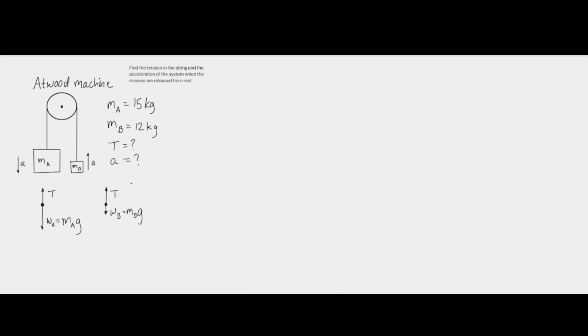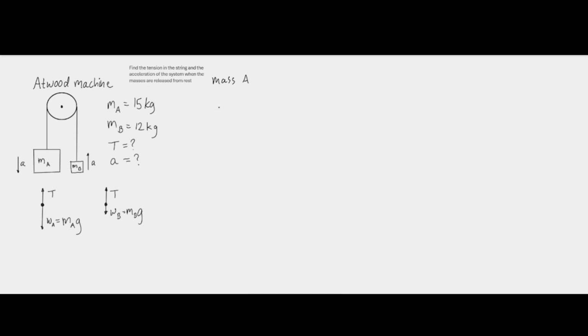They're all vertical, so we don't have to differentiate between horizontal and vertical forces. So we look at each one of these, and I'm going to start with mass A. So for mass A, well, what do we have?